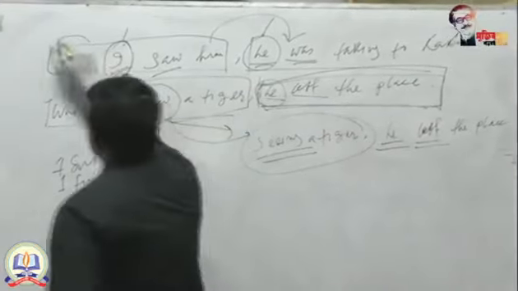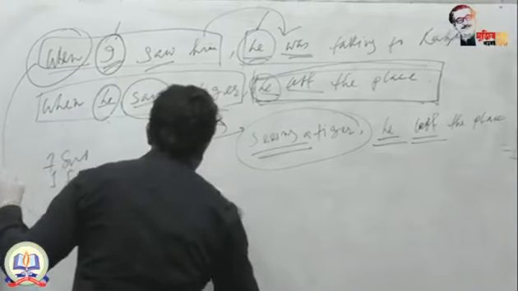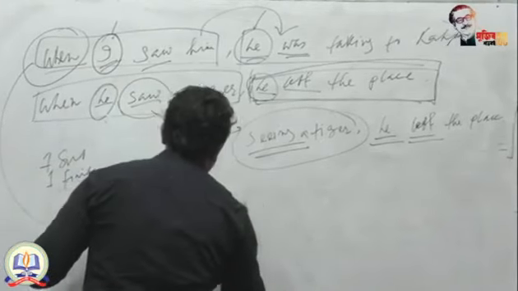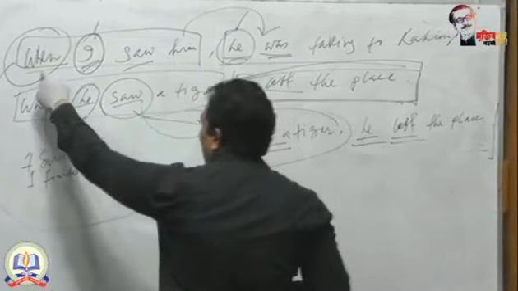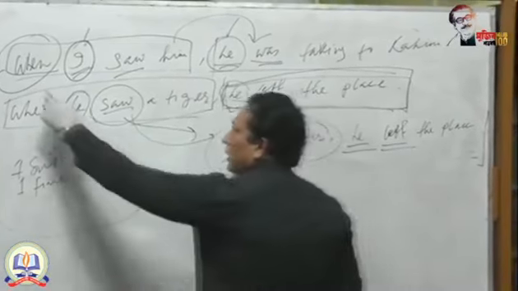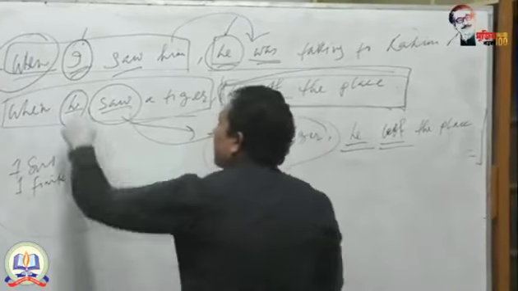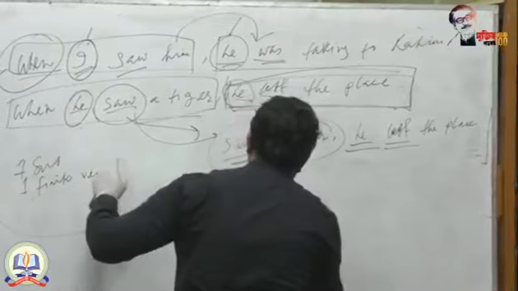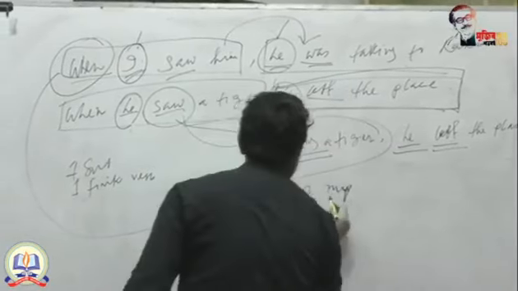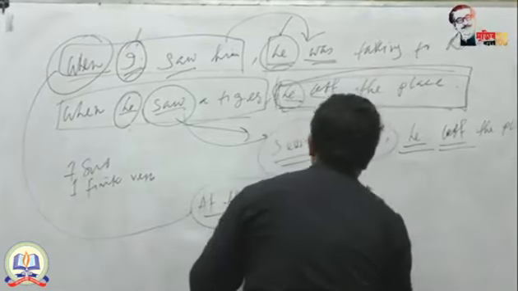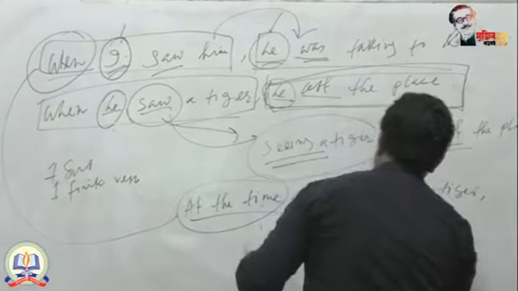Like that, when indicates time. So you can write down here in this way: at the time. When indicates here a conjunction, but it is a phrase, at the time. At the time of my. I here is turned into my. At the time of my seeing a tiger.